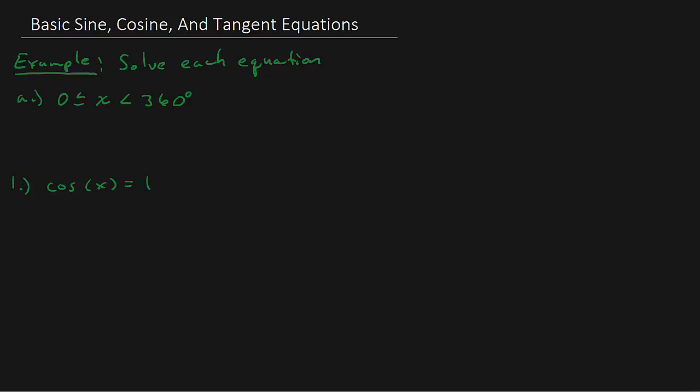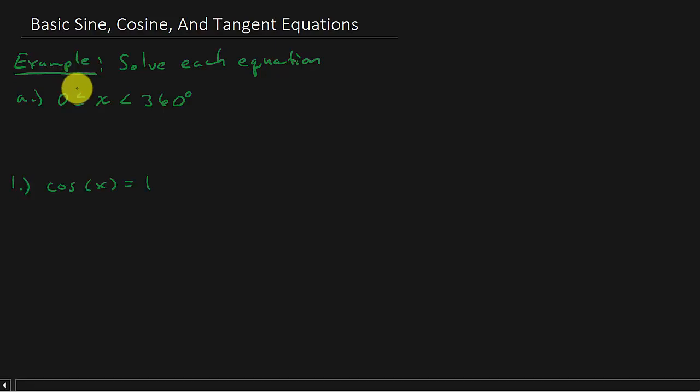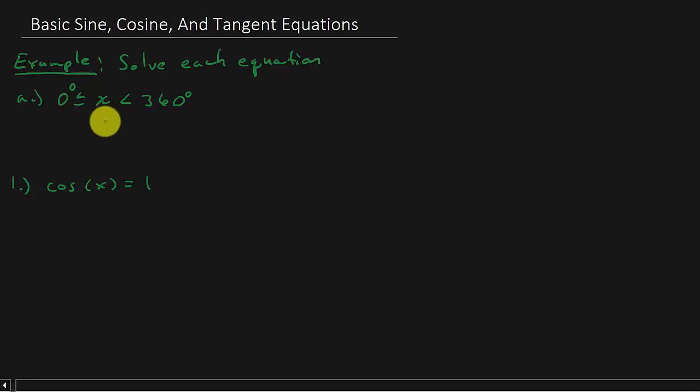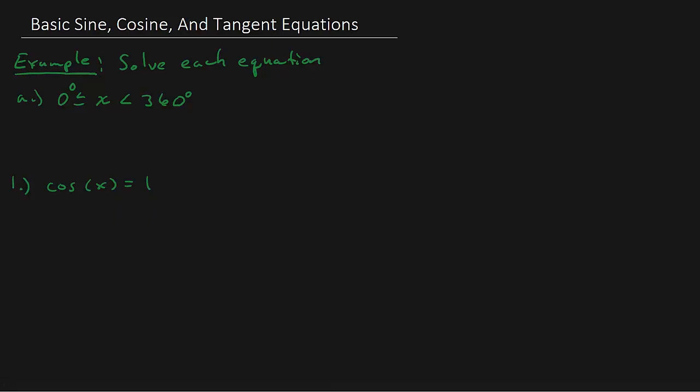Solve each equation, and we want to find all the solutions from 0 degrees to 360 degrees, all the solutions between 0 and 360. So we've got cosine x equals 1.